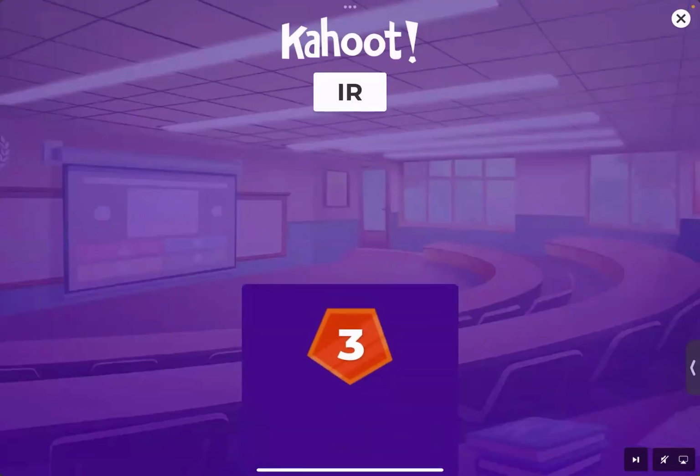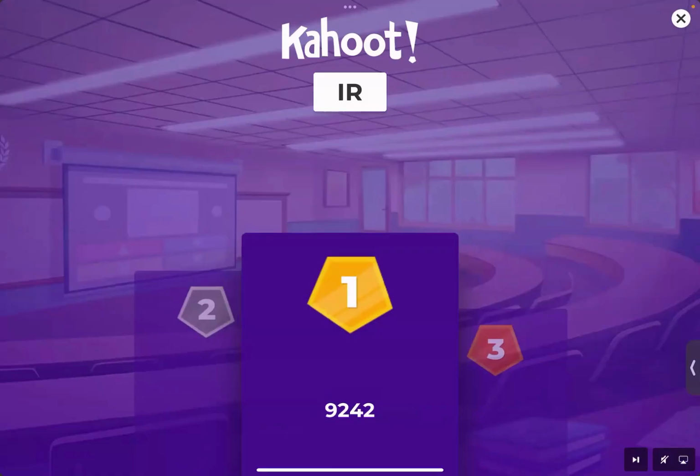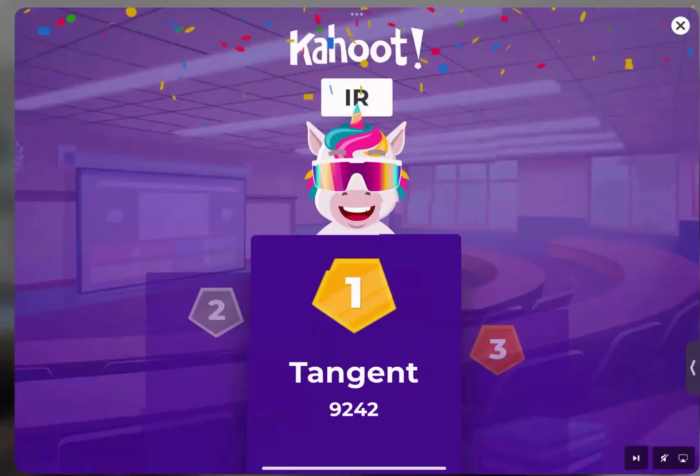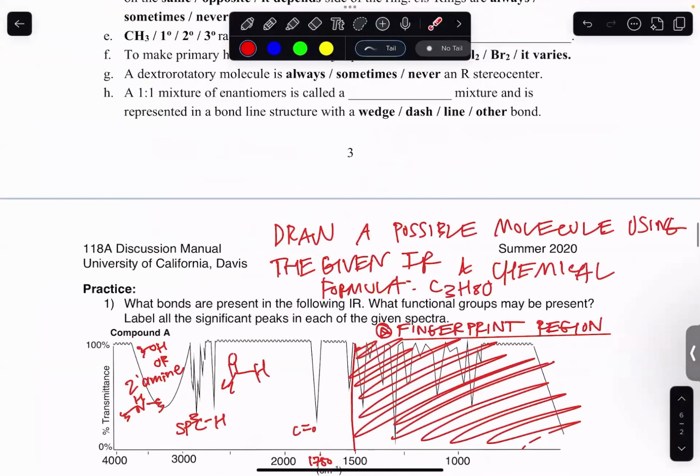Okay. Does that make sense now on how to read the IR and what that represents? Yeah, I feel like I need more practice. I need more practice too. You can never do enough practice. But I know where to start now.